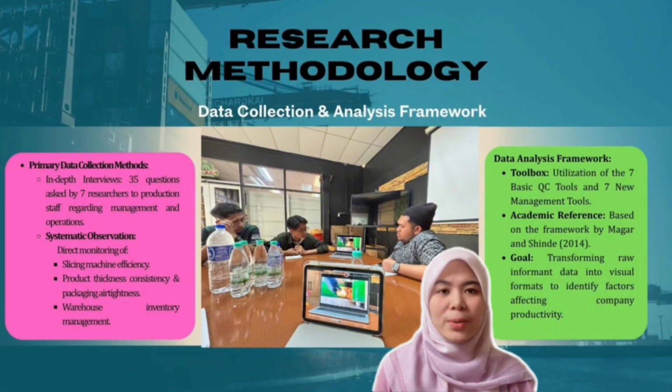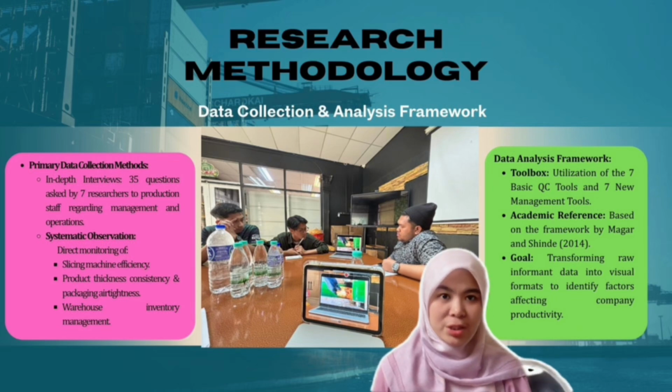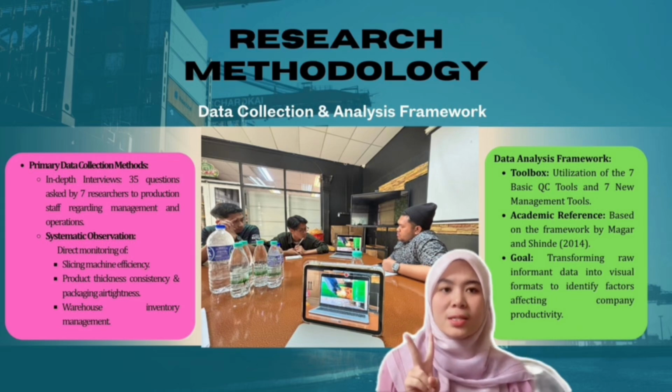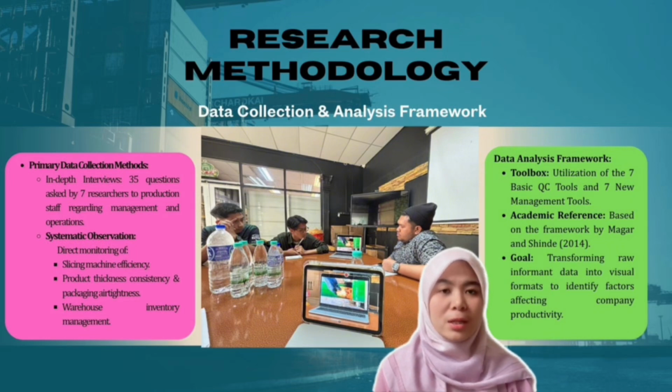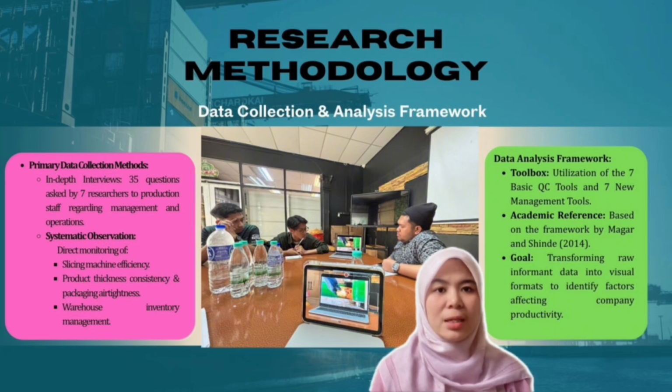Moving on to how we collected and analyzed our data. For our primary data collection, we use 2 main techniques. First, we conduct interviews involving a group of several researchers, where we ask 35 specific questions to the production staff to understand both the management and operational side of the business.